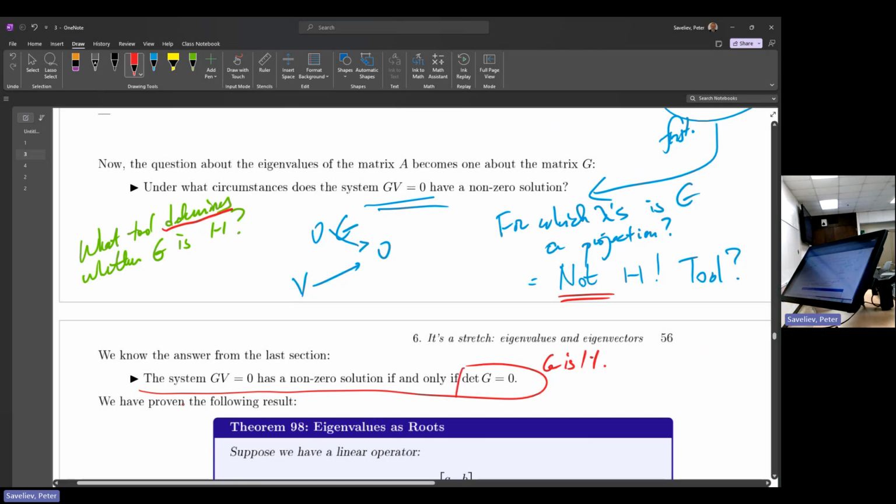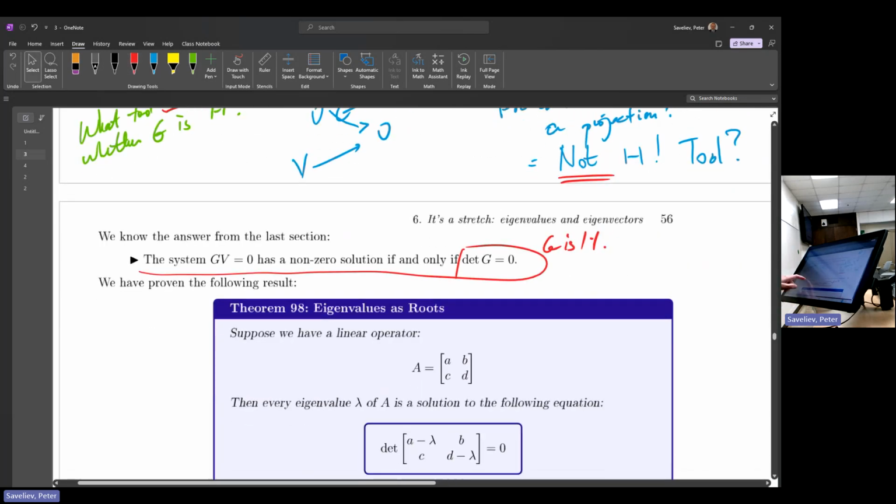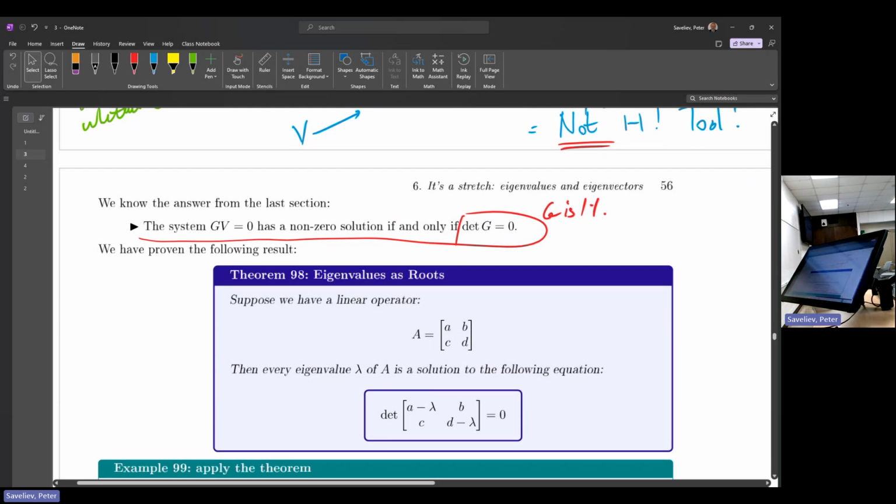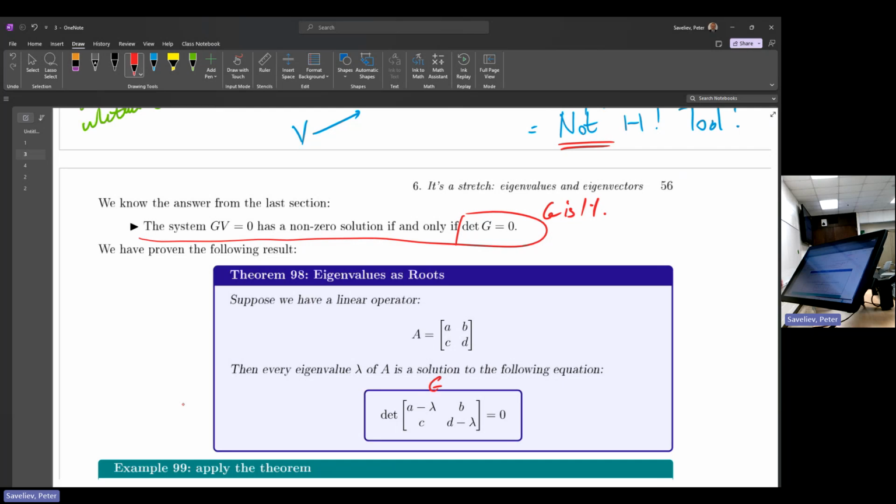So that gives us, without finding eigenvectors, a way to tell whether or not G, that new linear operator, is 1-to-1. So determinant equal to 0 means G is not 1-to-1, which means there is a non-zero vector somewhere that goes to 0. Okay, so that's the one we want. That's the condition for lambda.